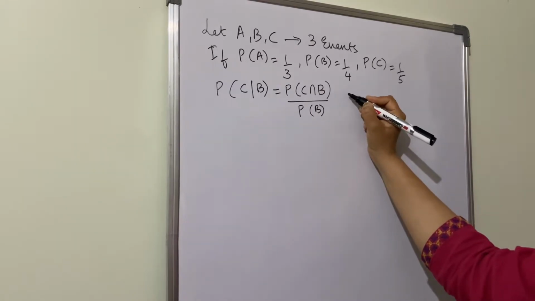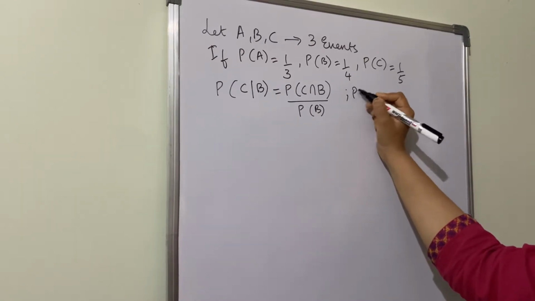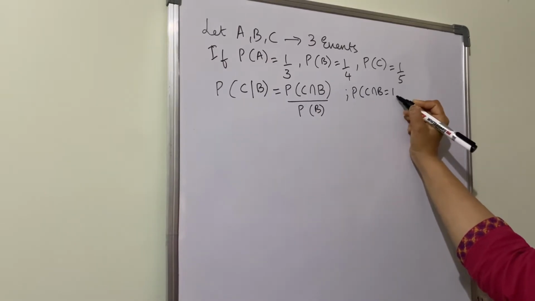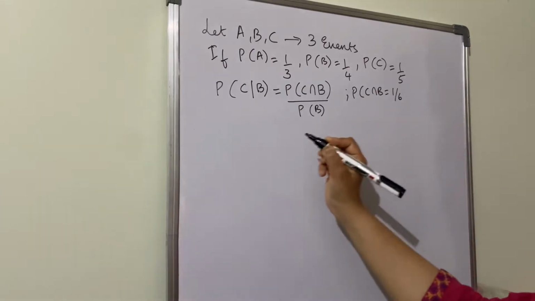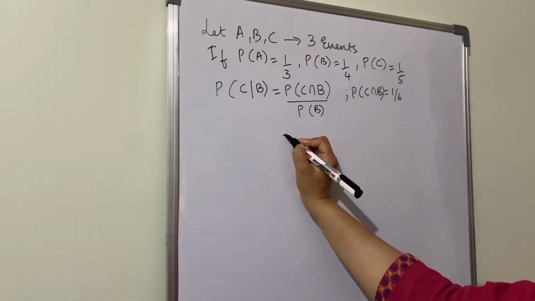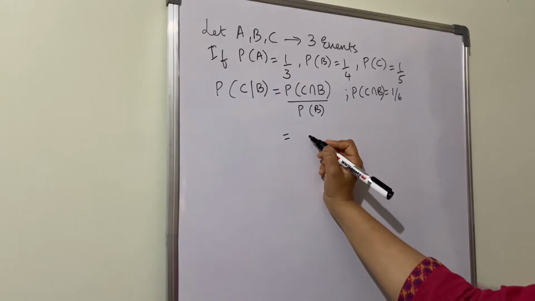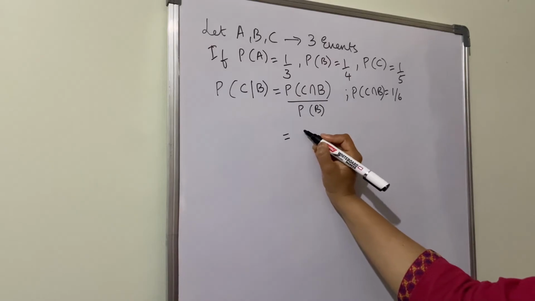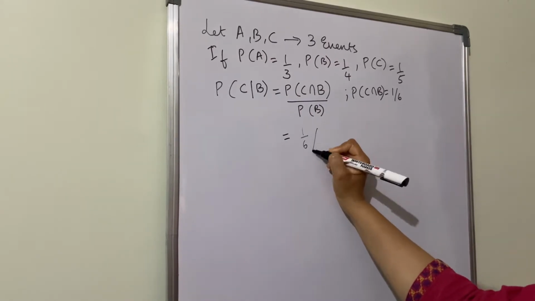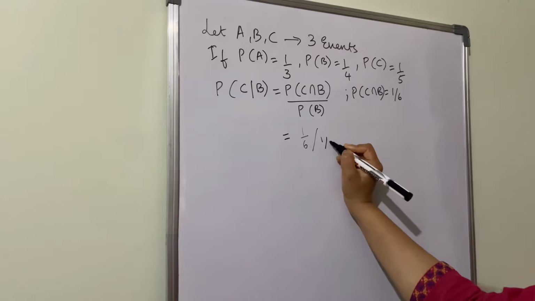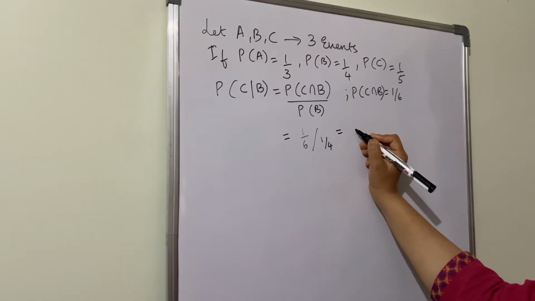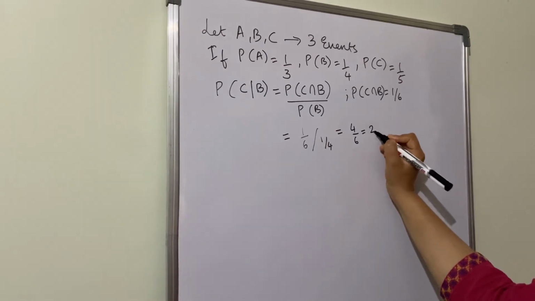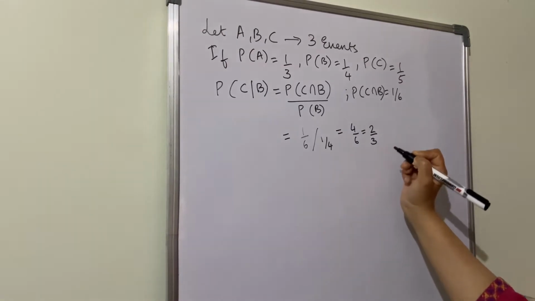In this problem, we are given probability of C intersection B to be 1 by 6. So, we have probability of C given that B happened is 1 by 6 divided by 1 by 4, that is 4 by 6, that is 2 by 3.